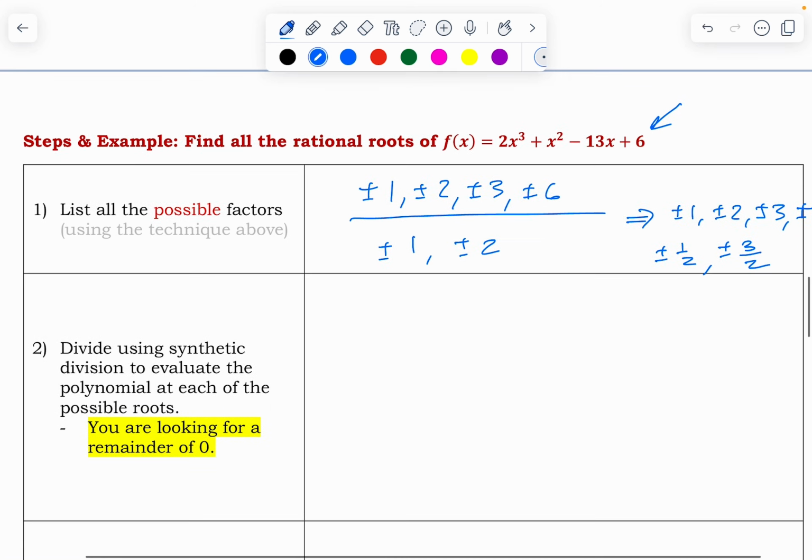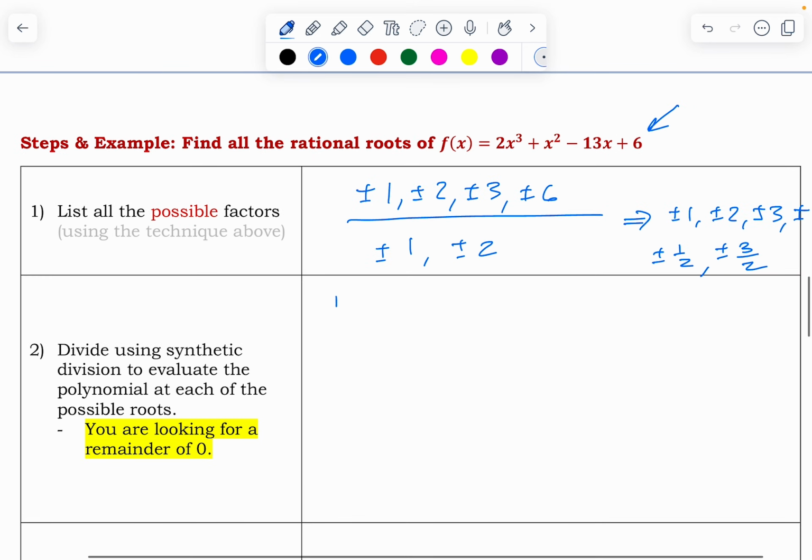Okay, and so now what we want to do is synthetic division. And I did already work this, and I'm trying to finish all the homework and the notes and the practice for you, and so I have forgotten what the right answer is. So I'm going to pick one of these rational numbers. I'm going to start with 2.